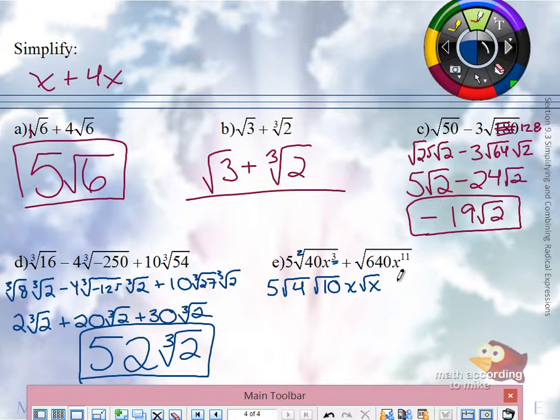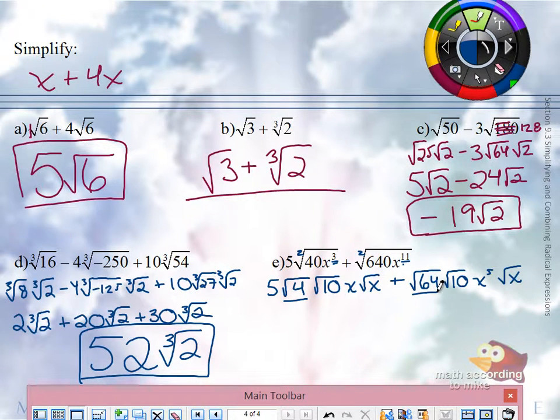That's the first term, plus, what's the largest perfect square you can pull out of 640? 64, with 10 left over. 2 goes into 11, how many times? With how many left over? 1. Okay. These guys clean up some more.